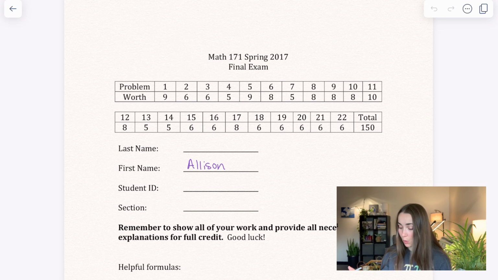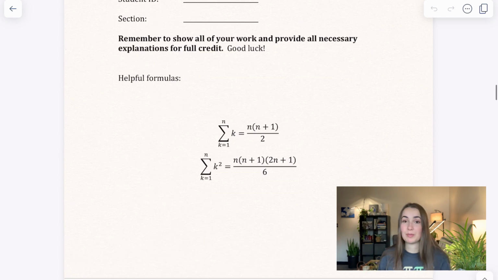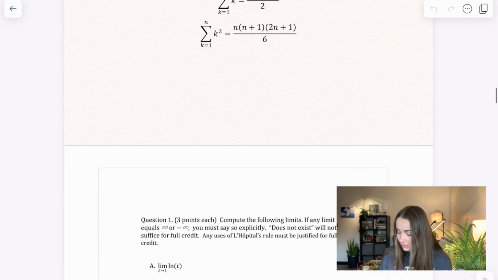There are 22 questions and here we can see what each problem is worth. We're going to be putting our work in today. If you want to attempt it on your own, the PDF is linked down below in the description, so you can go ahead and check that out. We are given some helpful formulas, which is really nice. At the beginning of the page, we have the summation formulas, and we're going to use that for a further problem. So let's go ahead and dive into it.